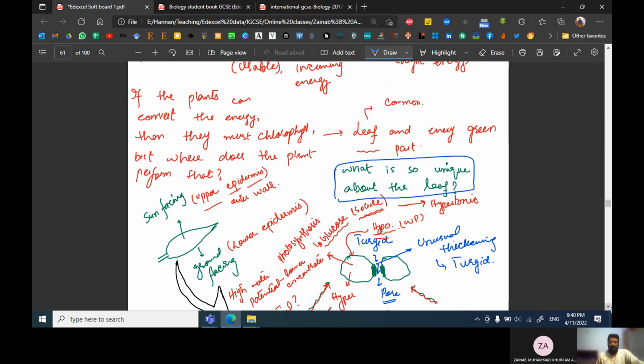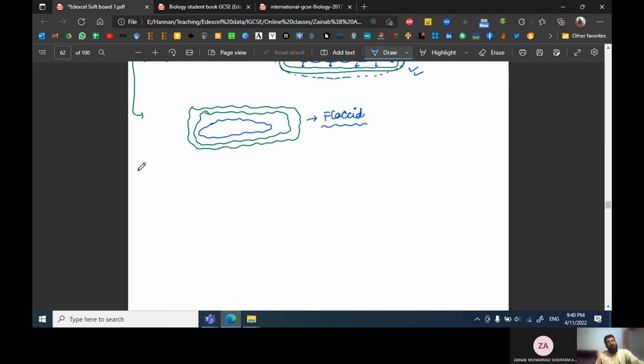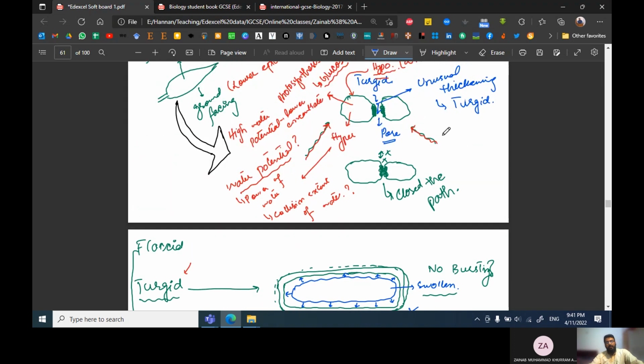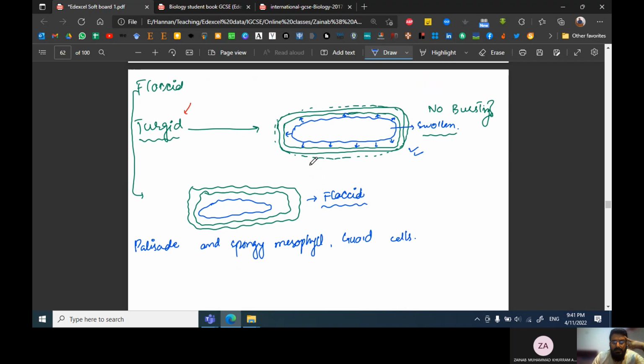So first of all, the leaf possesses chlorophyll in the palisade and spongy mesophyll. And there is another type of cell in which chlorophyll is present. Those are guard cells. And we did discuss in the last lesson that the guard cells start photosynthesizing in the morning and they become hypertonic, and then they absorb water and become turgid and open the stomata. So this was a detailed discussion in the last lecture.